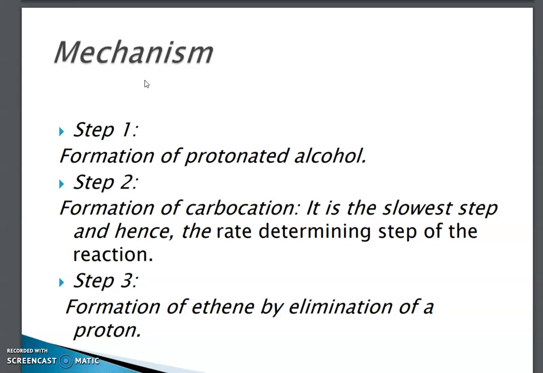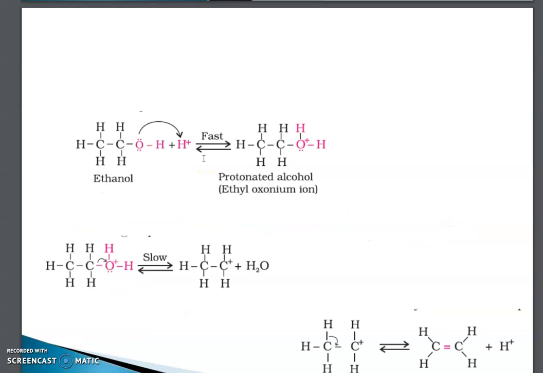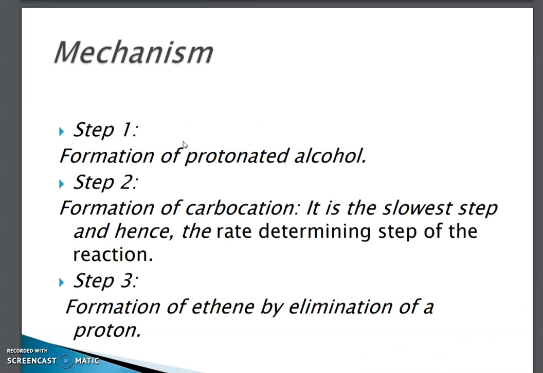So we can see the mechanism. First is formation of protonated alcohol, and the second step is formation of carbocation. We all studied this in the last chapter in the elimination reaction type. So the first step is formation of protonated alcohol, the second step is formation of carbocation, and the third step is formation of ethene.